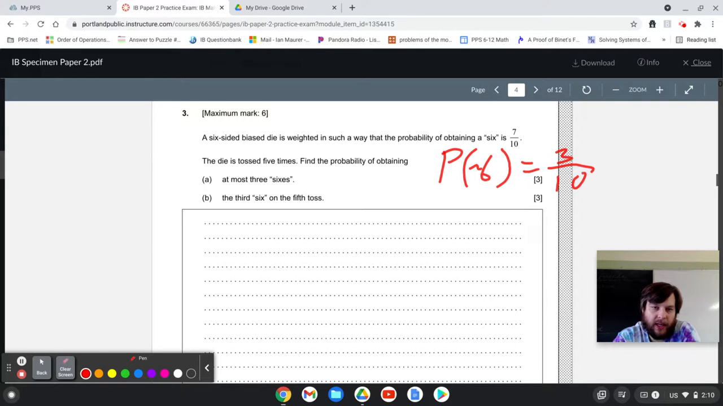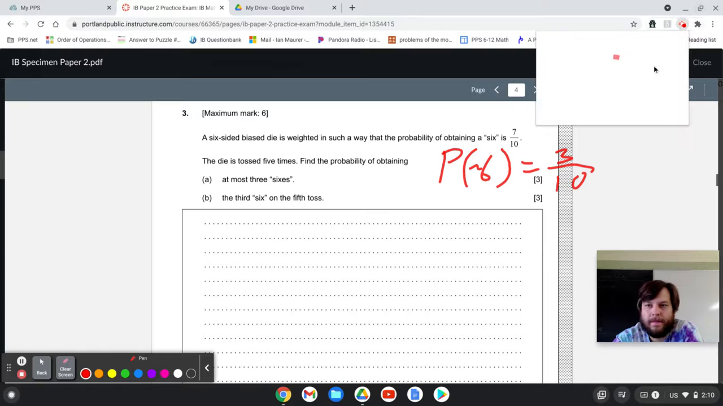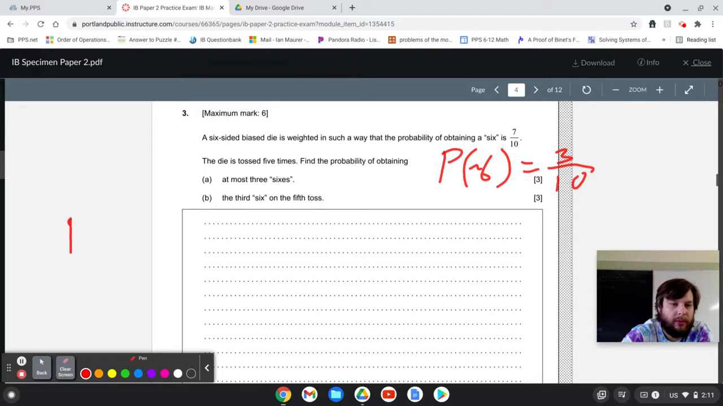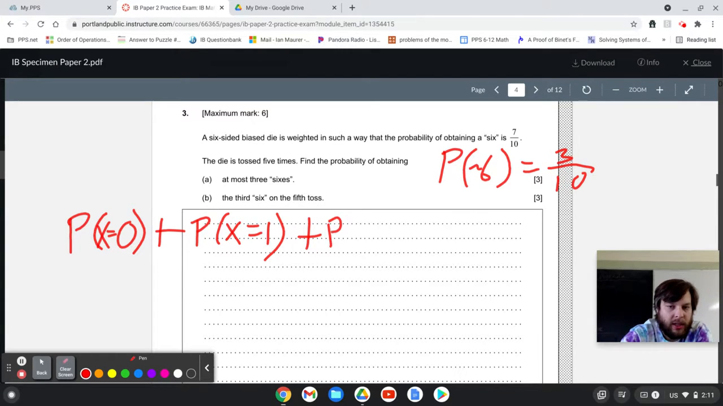The die is tossed 5 times. Find the probability of obtaining at most 3 6s. So there's two ways to approach this. You can approach it directly, where you're looking at the probability of obtaining 0 6s, plus the probability of obtaining 1, plus the probability of obtaining 2, plus the probability of obtaining 3.